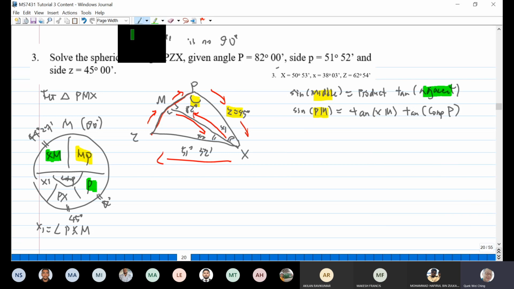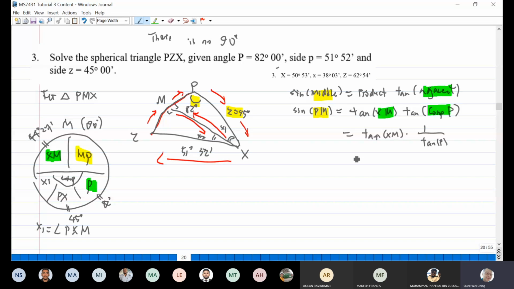Because P is lower half of view, so there's com there. So we know that tangent of com P is 1 over tangent P. So put in the tangent XP now. 44 degree 27 minutes over tangent of 82 degree. And I find out what this is.